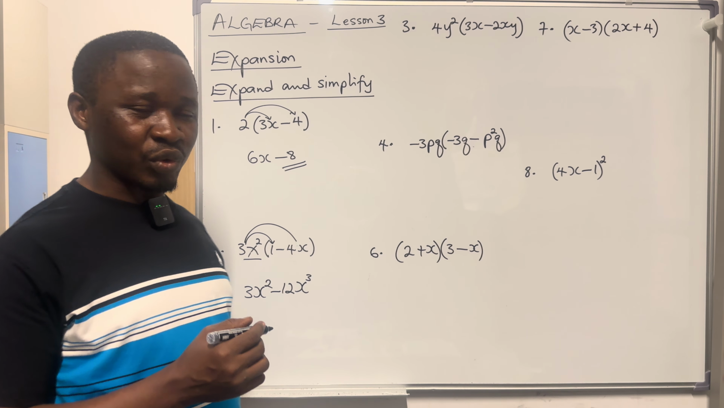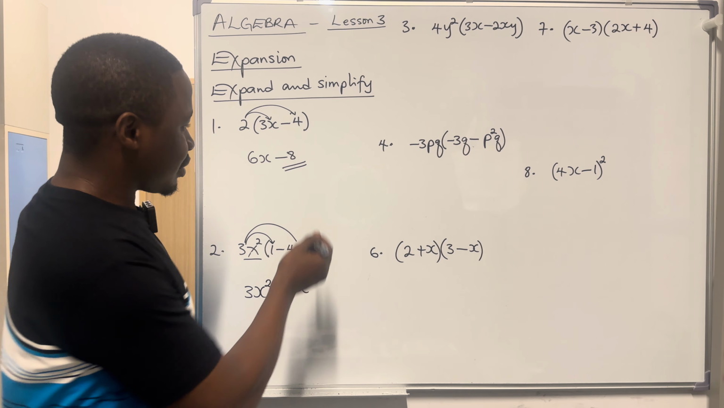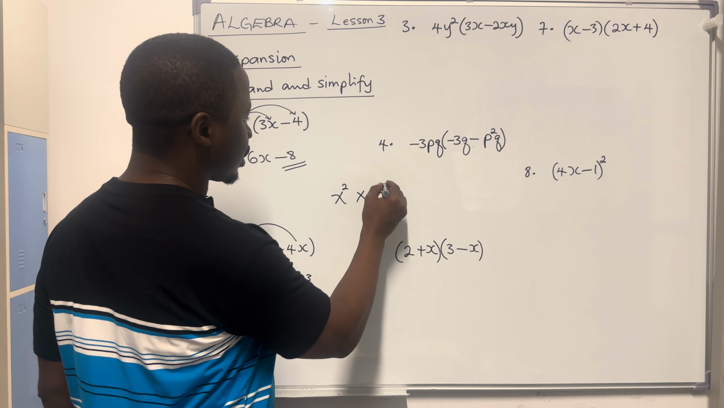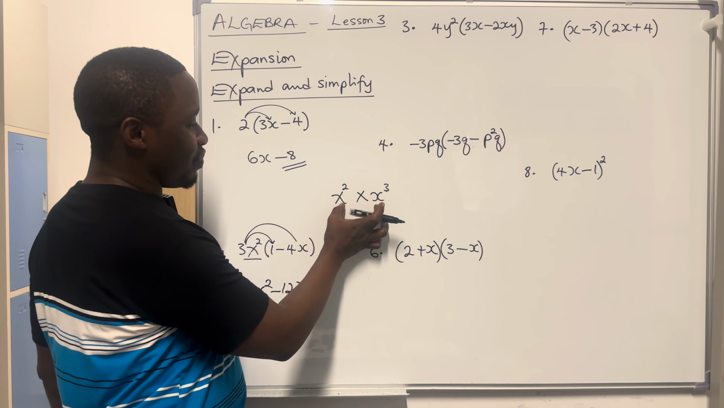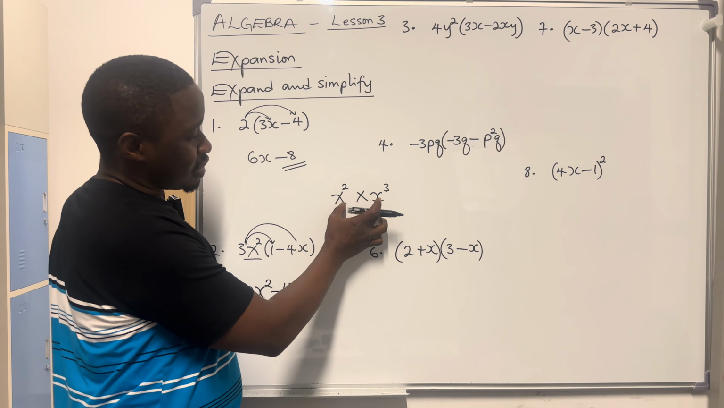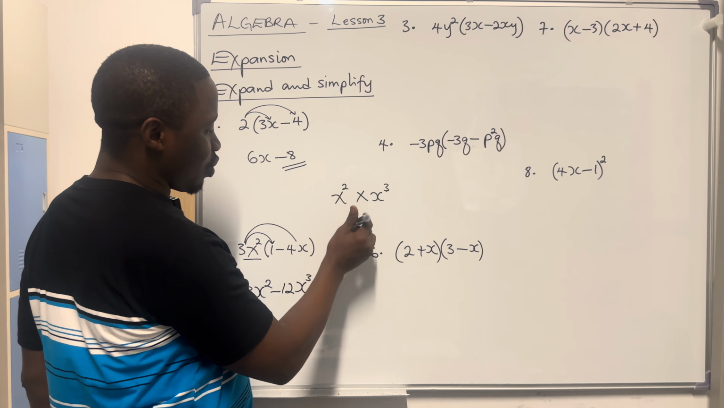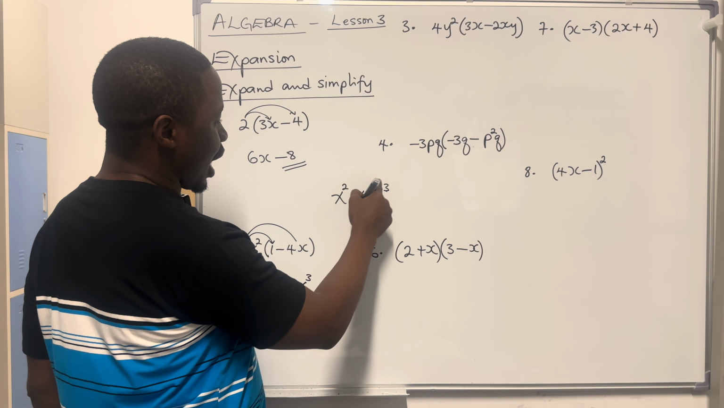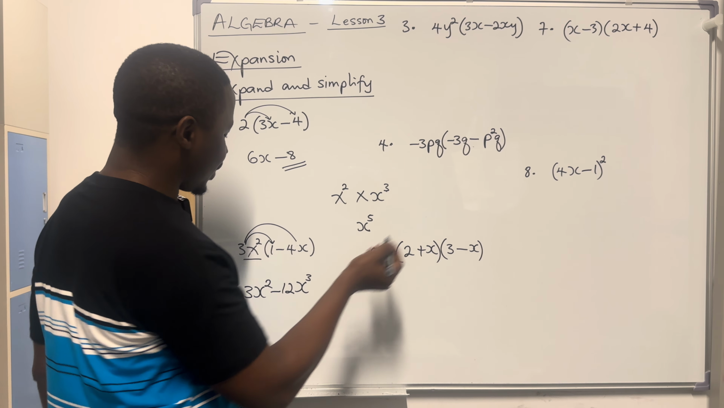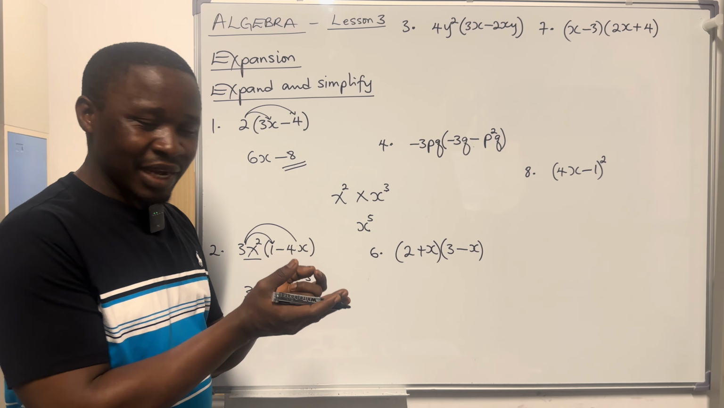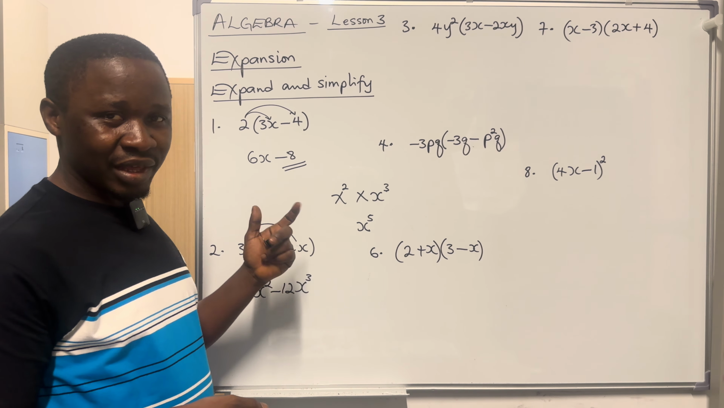Remember what we are told in indices. When you have a case like this, you multiply the same variables with the same or different powers, you take one base, then you add the powers. So if x is power 2 and x is power 1, you multiply them, you have x to the power 3.